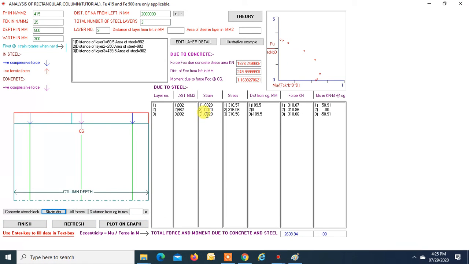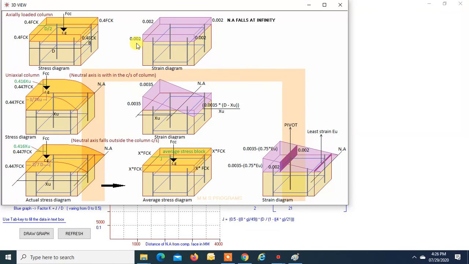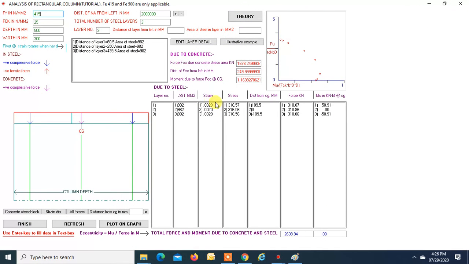Right? Now we can see over here that the strain has turned out to be 0.002 for the whole section. So that is what we learned, right? When the neutral axis is at infinity, the strain will be constant over the whole cross section at 0.002. That is what we are getting over here. So the moment has turned out to be zero, and the maximum compression force that this section can carry is 2608.84. We can plot this, so we get a point over here. Now, when you draw this, you get a PM interaction curve for this cross section.